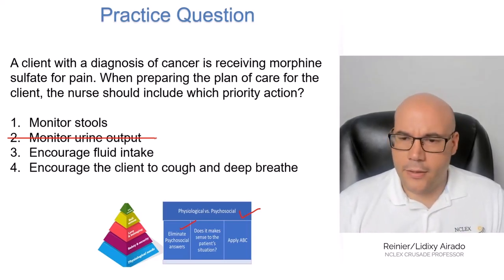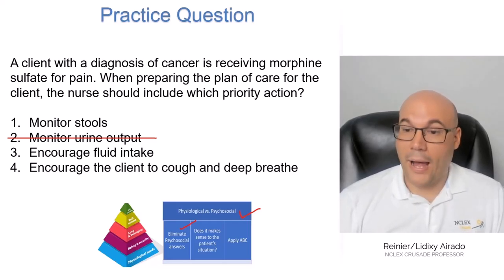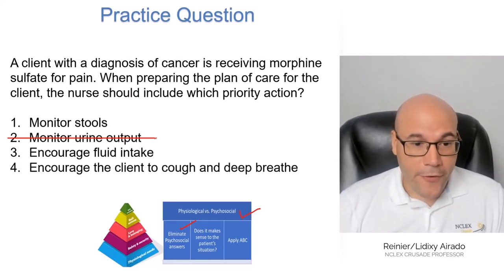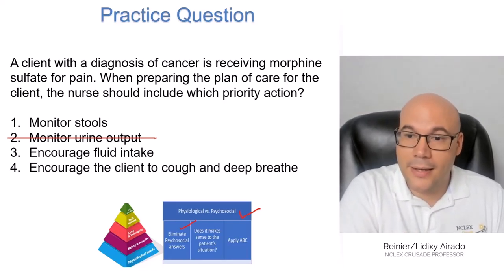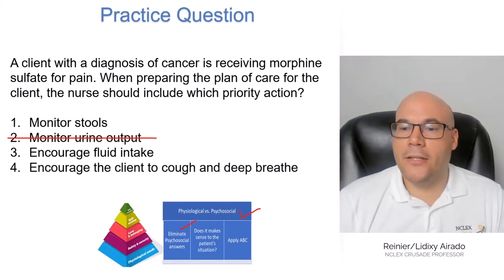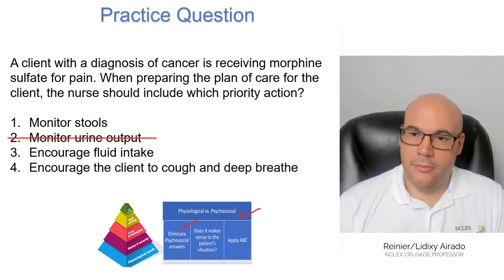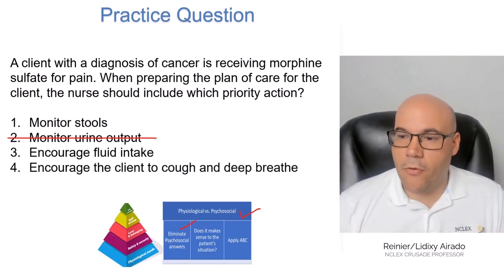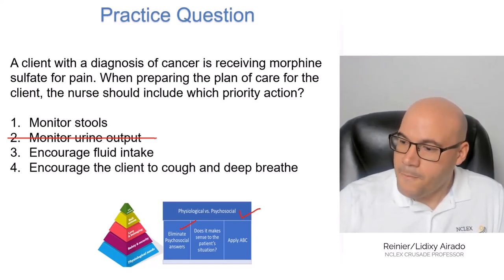Number 4, cough and deep breathe. Does that make sense? Yes. Why? Because morphine depresses both the cough reflex and the respiratory reflex, or the respiratory center. So answer number 4 makes sense. So step number 3, done.